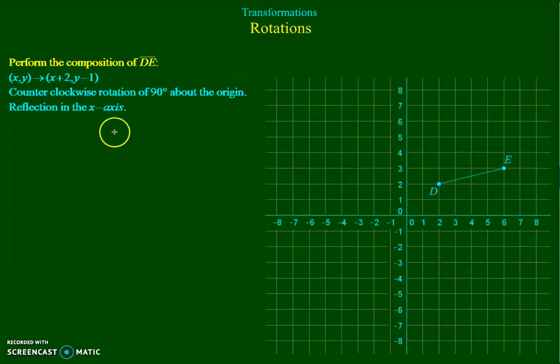In this example, we're going to be doing a composition of transformations. The first transformation is going to be a translation, and we're going 2 in the x direction and negative 1 in the y direction. And then we're going to do a rotation of 90 degrees about the origin counterclockwise. And we're going to start with segment DE. First thing, let's go ahead and write down our points. So we have D, which is at 2, 2, and E is at 6, 3.